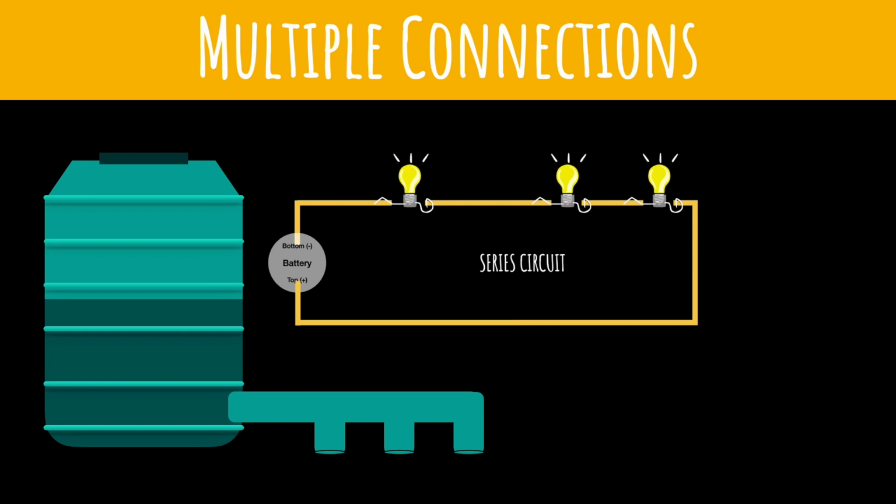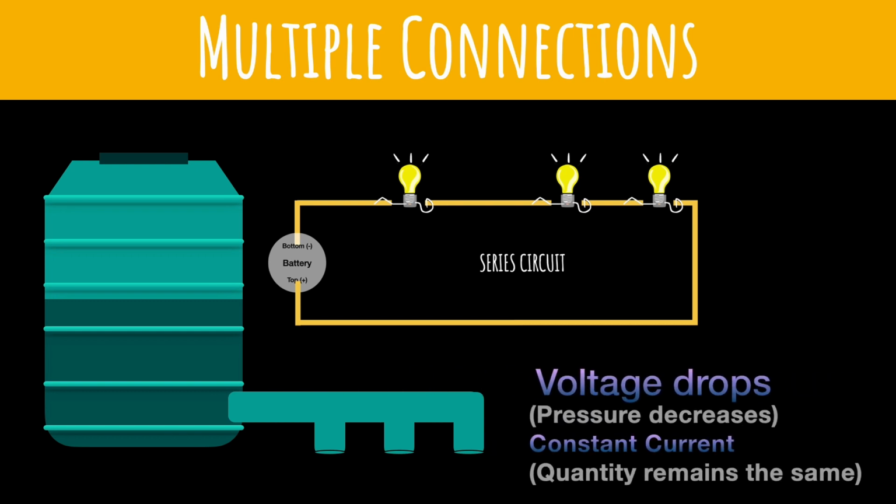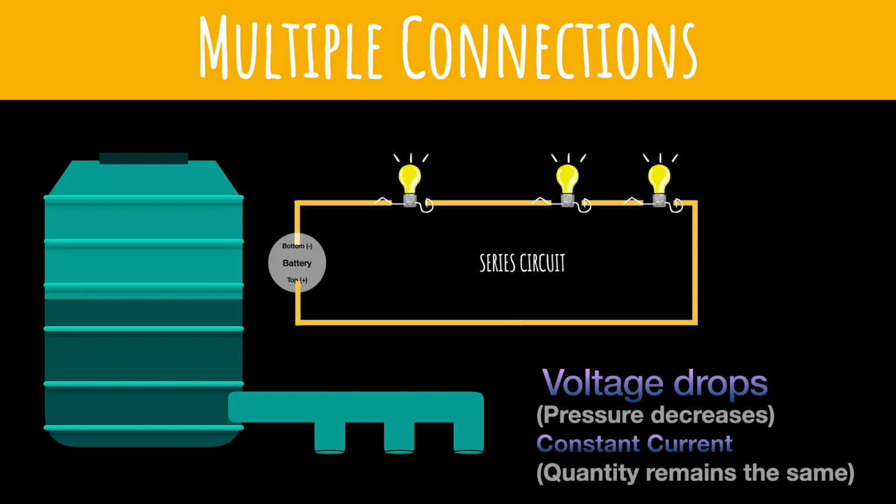So in this case, let's start with a series circuit. Using the water tank analogy, we can see that there is a single pipe that is connecting to all the consumers, or the LEDs, which means that the pressure is kind of shared between them. So there is going to be a drop in the pressure or the voltage. We call this a voltage drop. However, the current is going to be the same because the quantity of water is not changing. So in a series circuit, the voltage drops and the current stays constant.